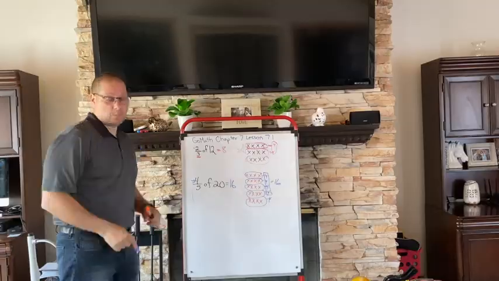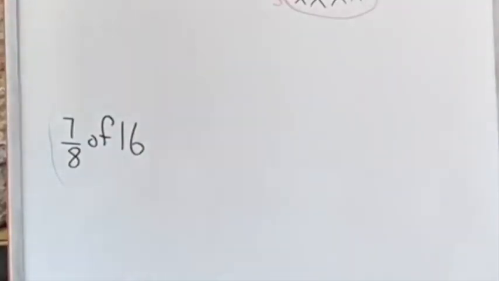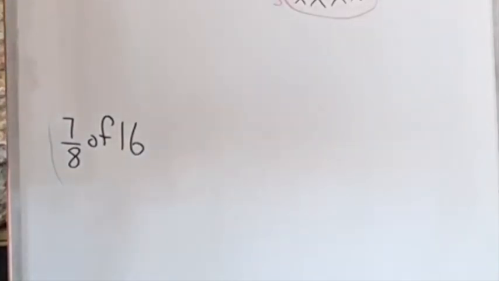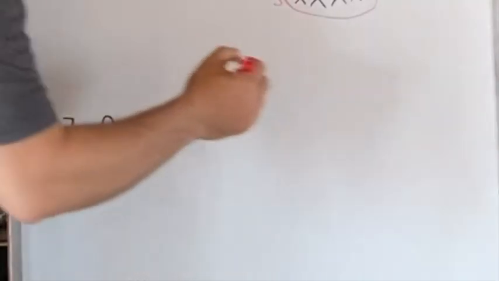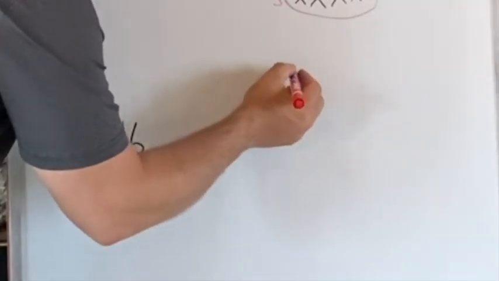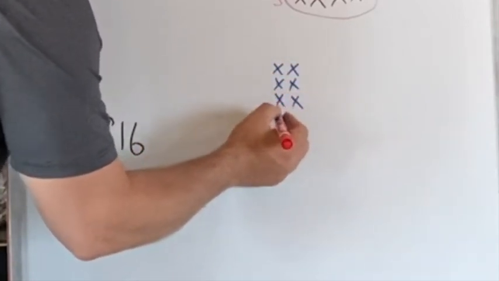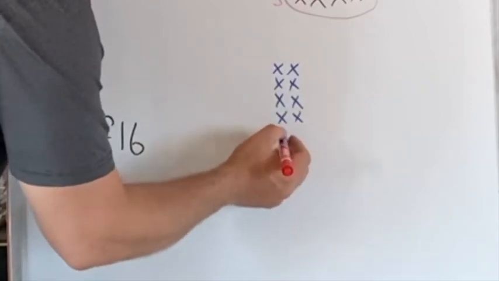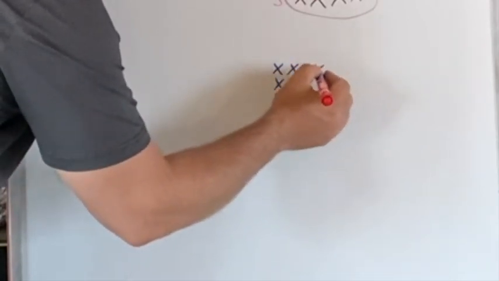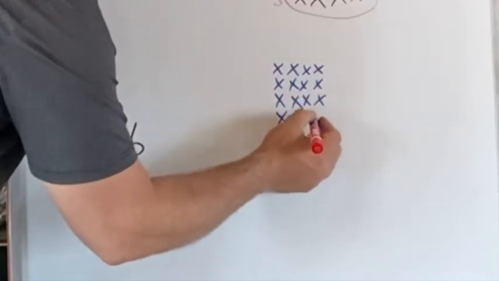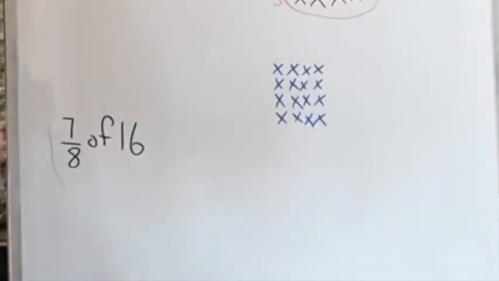All right, go. I'm going to take a look at our next problem, which is going to be 7/8 of 16. Again, we're going to make an array of 16. So I'm going to go 1, 2, 3, 4, 5, 6, 7, 8, 9, 10, 11, 12, 13, 14, 15, 16.